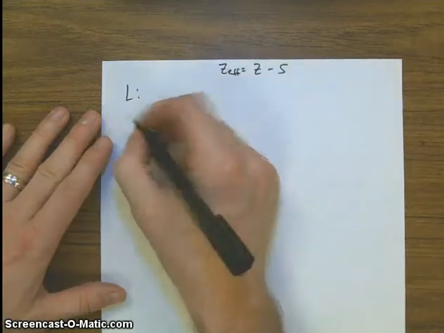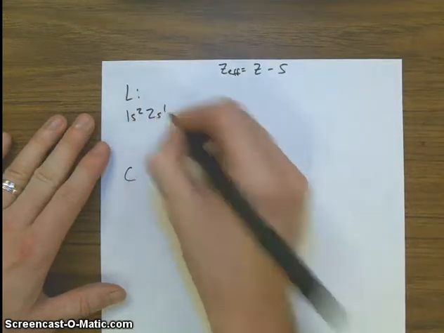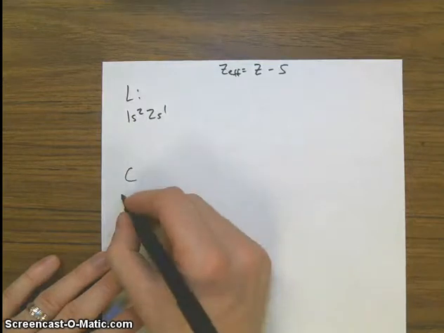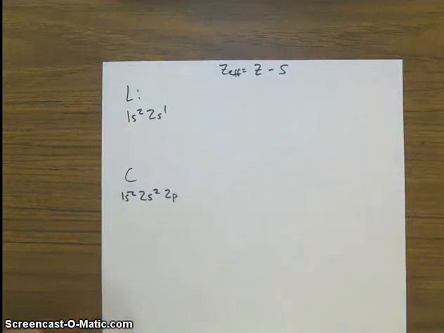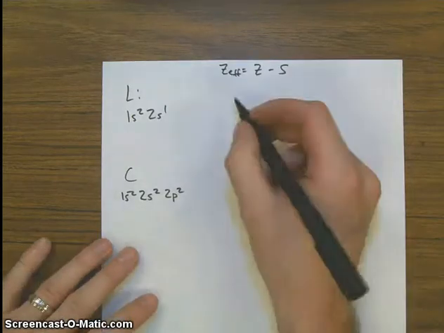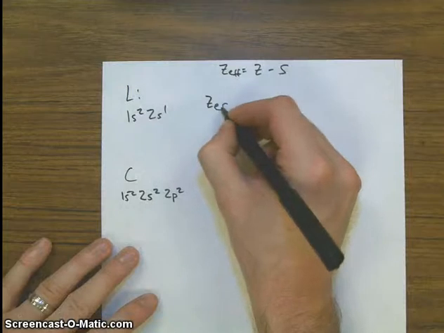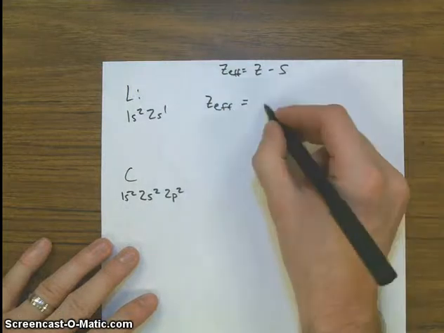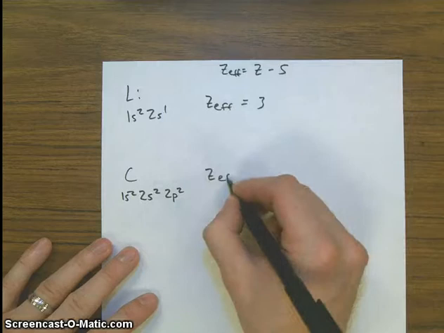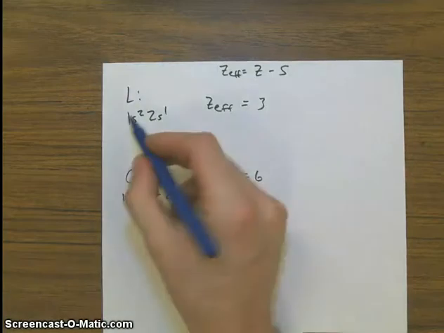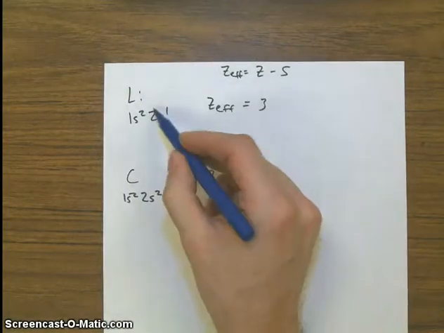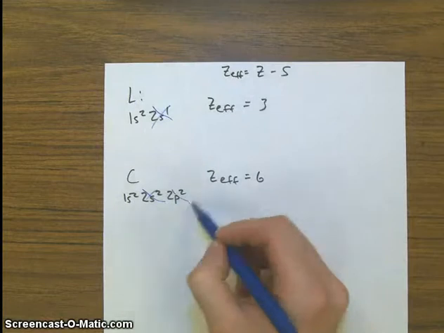So for lithium, I'm going to write out its electron configuration. I'm going to do the same for carbon, so it's 1s2, 2s2, 2p2. And then I'm going to count their number of protons. The number of protons for lithium is 3. The number of protons for carbon is 6. I'm going to count their inner core electrons. The inner core is everything that's not the valence electrons. So the highest energy level I'm going to ignore. So I'm only looking at this and this.